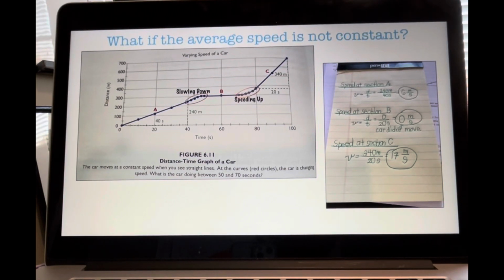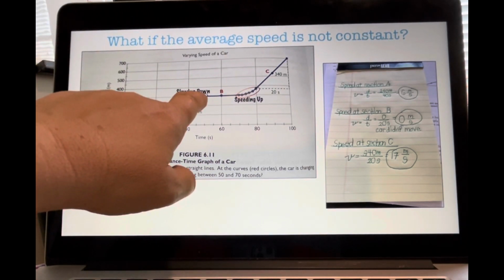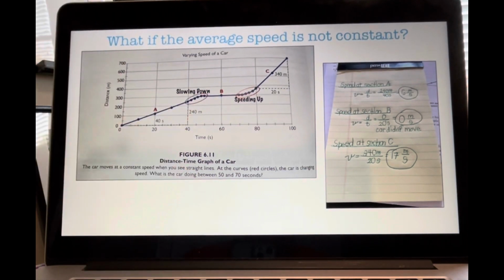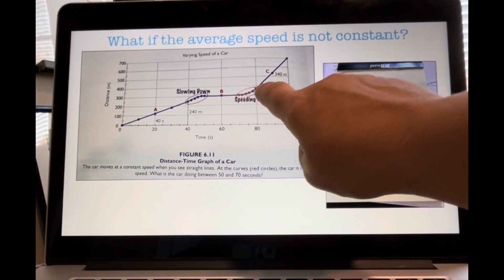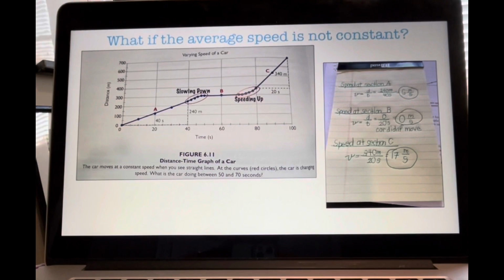The sections of the graph that are circled are the areas where the car is changing speed. The circle between A and B shows the car gradually slowing to a stop. Here, this kind of curve. It's slowing down. So the line has a slight overhand curve. The circle between B and C shows a slight underhand curve, which indicates the car is gradually increasing speed here. So it's speeding up.